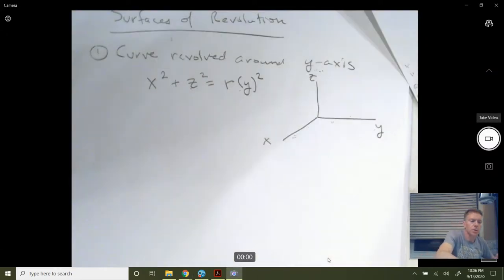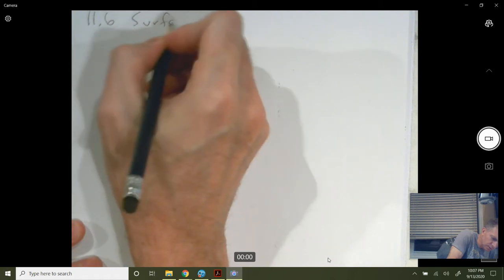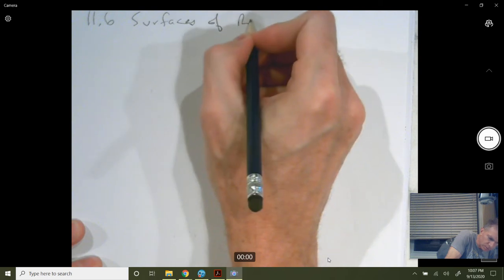All right. So what I want to talk about here is surfaces of revolution. And this is from 11.6. So 11.6, surfaces of revolution.